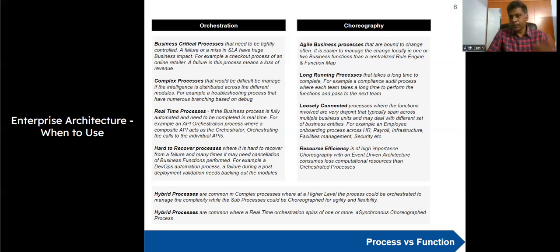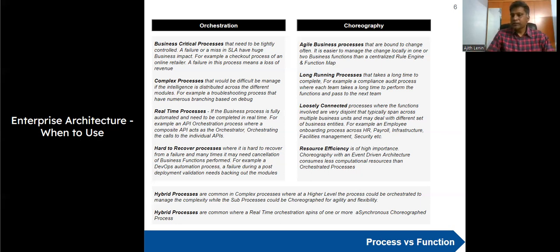Now let's look at some of the typical process scenarios for choreography. Anything where we have an agile business process, where agility is more important, where the process keeps changing often. In those scenarios we go for a choreographed process, which is more agile because there is no centralized place where a change may impact all the business functions interacting with that centralized process. Whereas I can locally manage my changes, with changes in one or two modules.